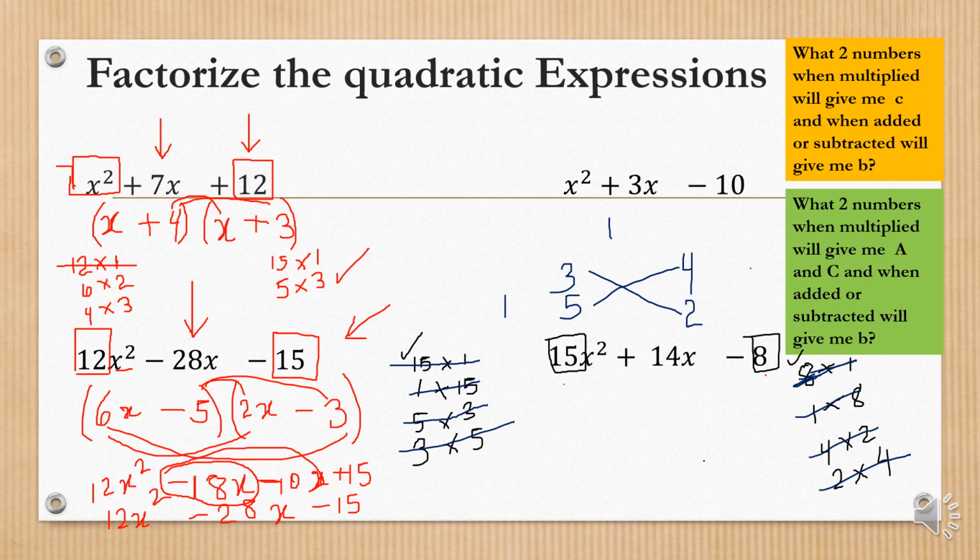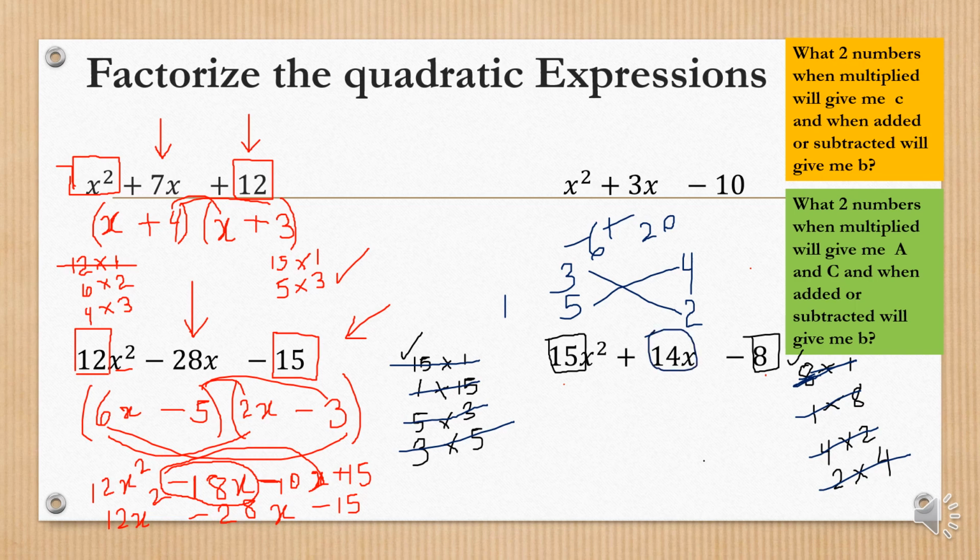3 2s are 6, 5 4s are 20. Hey, this is it. Yes, 3 2s are 6 and 5 4s are 20. And if I want to get positive 14, what are my numbers going to be like? If I have 6 minus 20, I'm getting minus 14. So I need to have minus 6 plus 20. Yes, minus 6 plus 20 will give me 14.